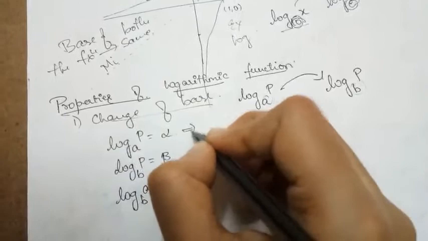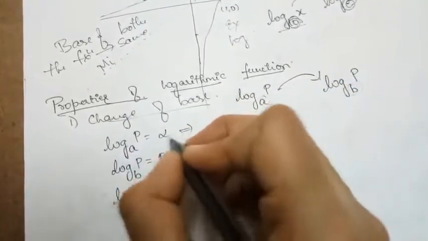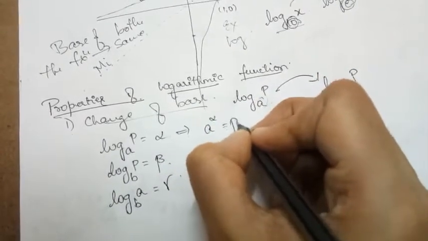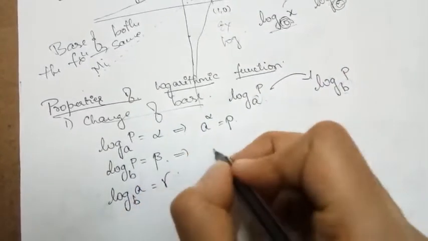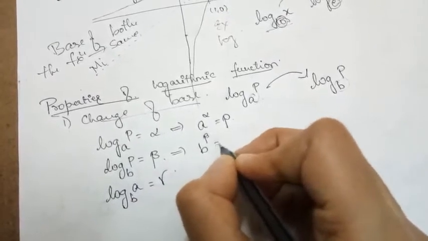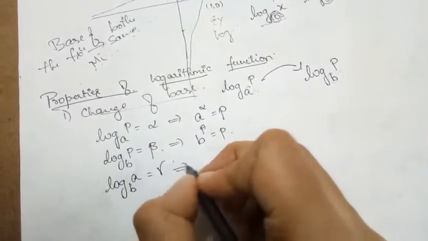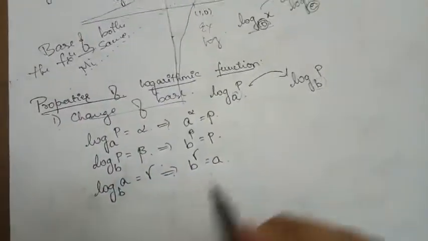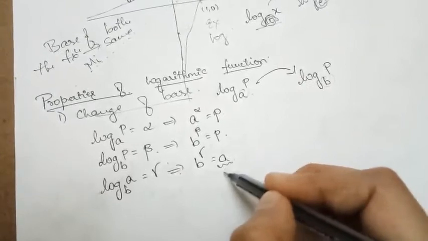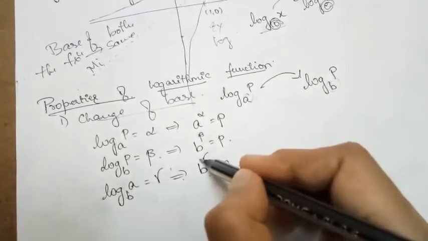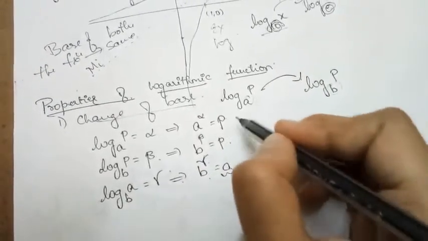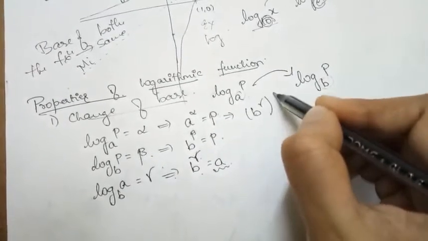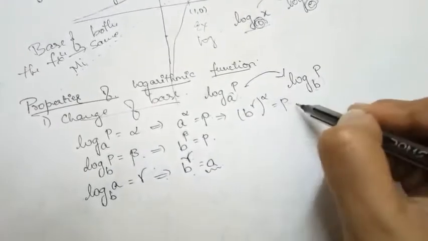Now what does this imply? Log base a of p is equal to alpha means a to the power alpha is equal to p. Log base b of p is equal to beta means b to the power beta is equal to p. Log base b of a is equal to gamma means b to the power gamma is equal to a. Now I am substituting this value of a, that is a is equal to b to the power gamma, in the first equation. What does that imply? a to the power alpha becomes b to the power gamma into alpha, which is equal to p. What happens?